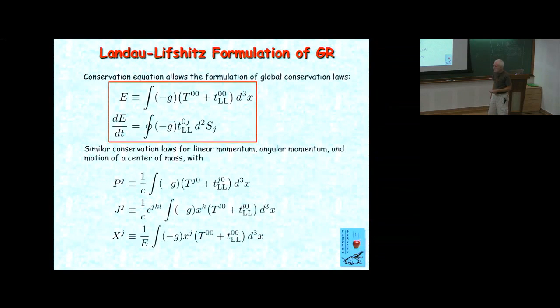And you can write down similar laws for the momentum of the system. The jth component of this object can be used to define the total momentum of the system, and its rate of change will depend on the amount of momentum being radiated away. The angular momentum of the system can be defined in the obvious way. So this is like the momentum density. This is x, and this is the Levi-Civita symbol that really turns this into an x cross p. And that's what angular momentum is. So you can define the total angular momentum, and you can find the rate of change of total angular momentum as the amount of it being radiated.